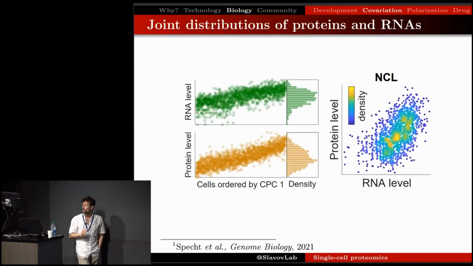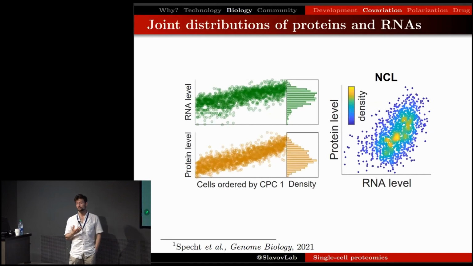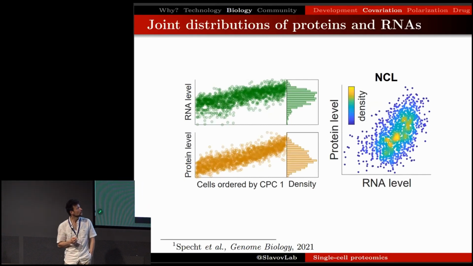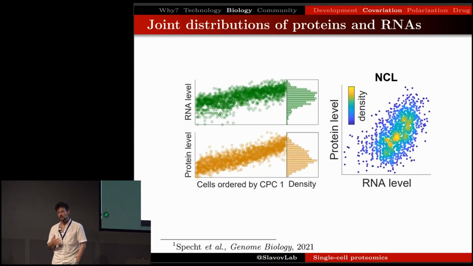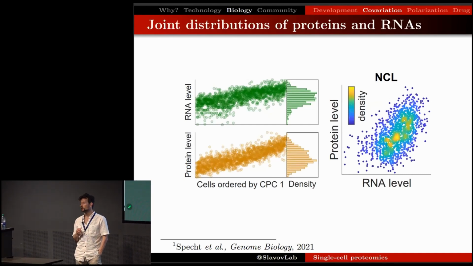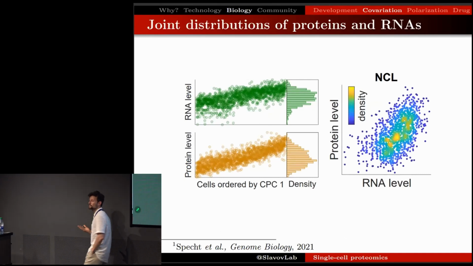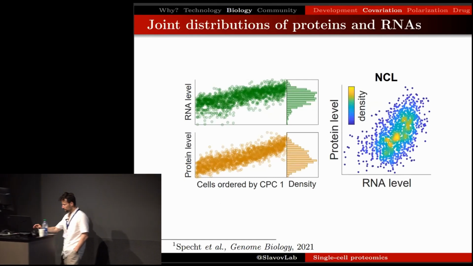We can also look at covariation between RNAs and proteins. This is an early example from the work of Harris and Specht, where we were able to align measurements by single-cell RNA sequencing and by mass spectrometry. And here you see an example for a gene where the products of the gene are strongly correlated, suggesting that likely there isn't much post-transcriptional regulation.